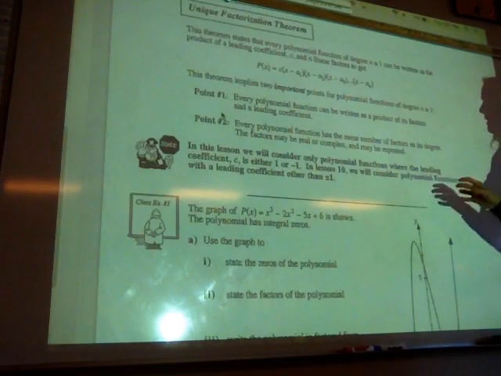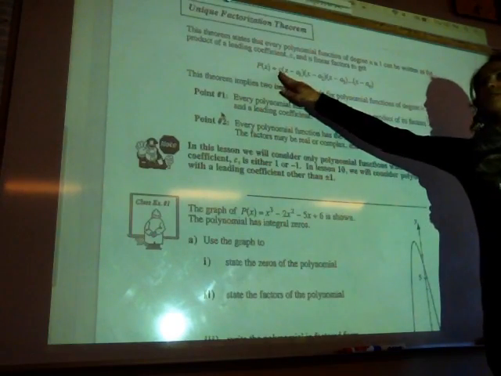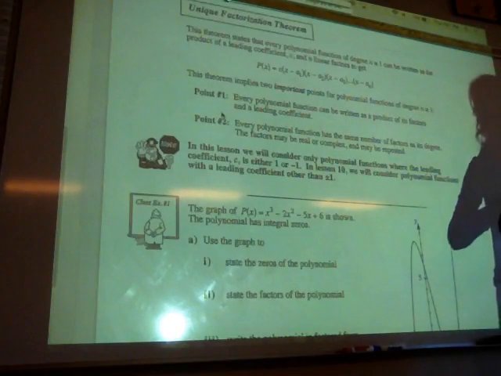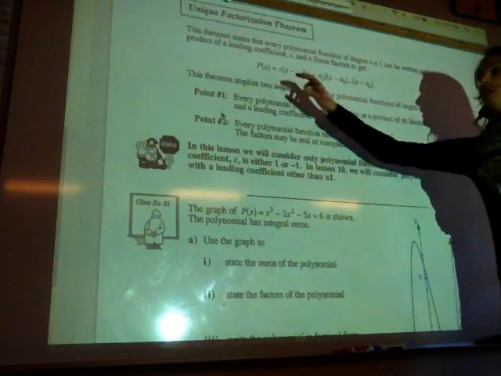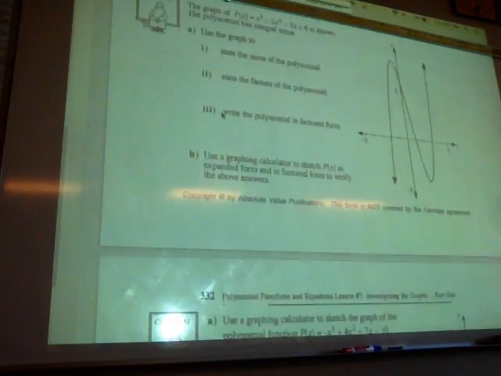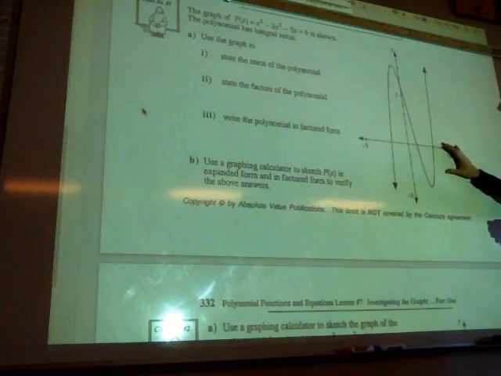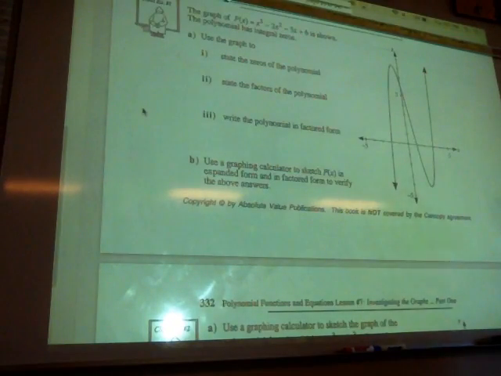So in this lesson and the next lesson, we're going to be looking at coefficients in front that are positive or negative 1. Whereas in lesson 10, we're going to be looking at coefficients that could be anything, and we're going to be solving for that c value. But we're going to start easy. For this first example, we have a polynomial that's drawn for us on the graph, and it's defined by x cubed minus 2x squared minus 5x plus 6.